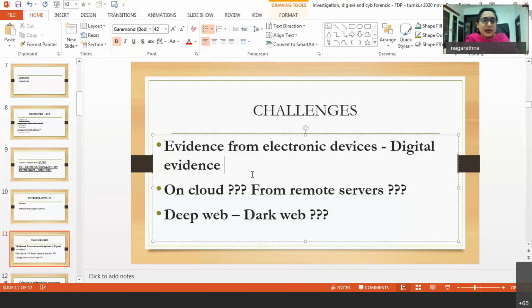It even includes your smart televisions, your automated washing machines, your IoT devices. So all of these are computers if you look at the definition of computer. Coming back to this case.